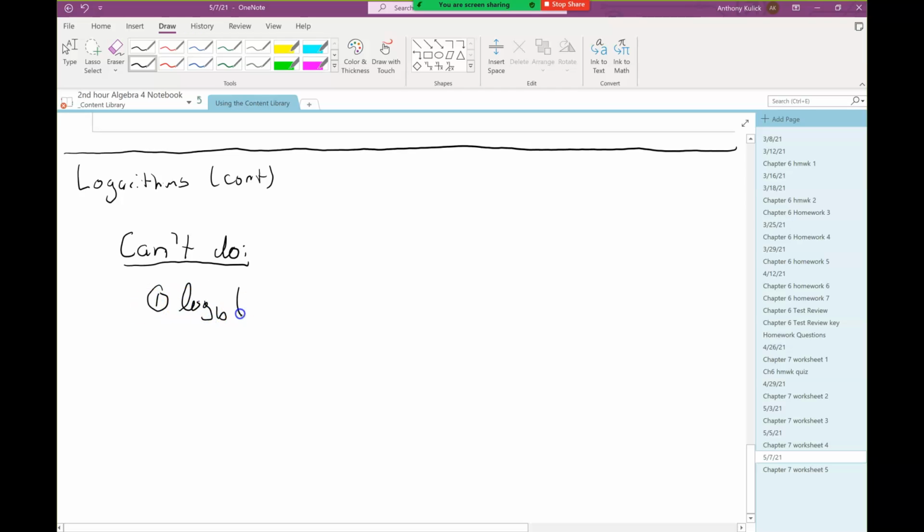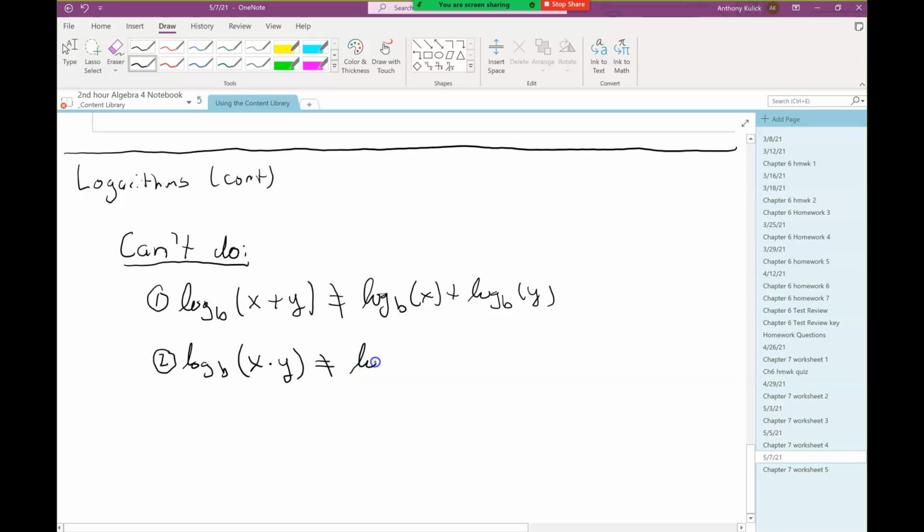The first thing is that logarithms do not distribute. So log of x plus y is not equal to log of x plus log of y. Don't ever do that. You can see that that's something that would be very tempting to want to do. The same thing is true for multiplication. Log of x times y is not equal to log of x times log of y. That's not true. Everybody's okay there?